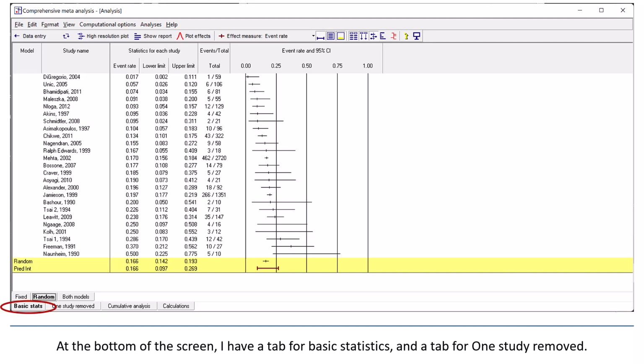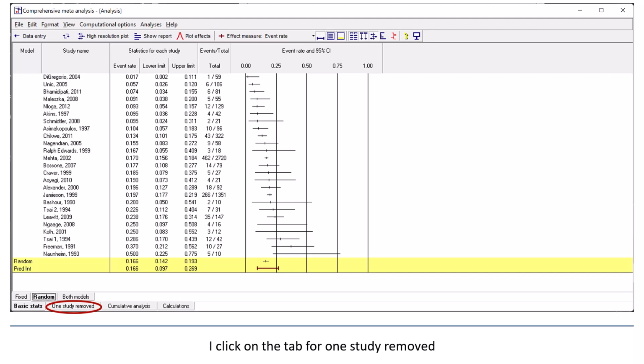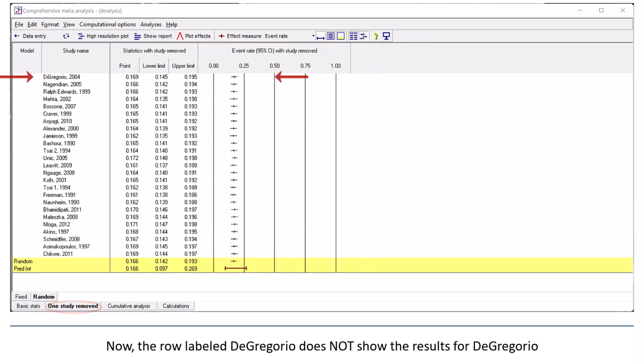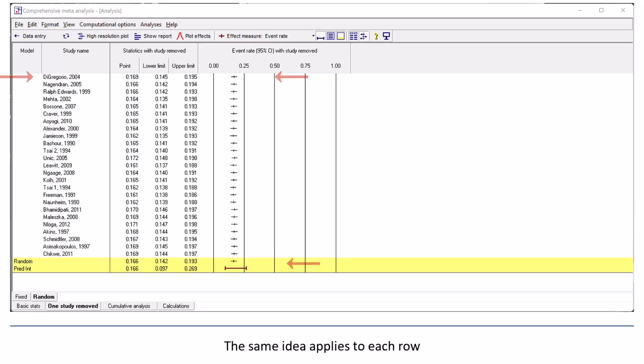At the bottom of the screen, I have a tab for basic statistics and a tab for one study removed. I click on the tab for one study removed. Now, the row labeled De Gregorio does not show the results for De Gregorio. Rather, the row for De Gregorio shows the results for an analysis based on all studies except for De Gregorio. In other words, that's what we would see on the yellow line if we ran an analysis using the other 24 studies. The same idea applies to each row.